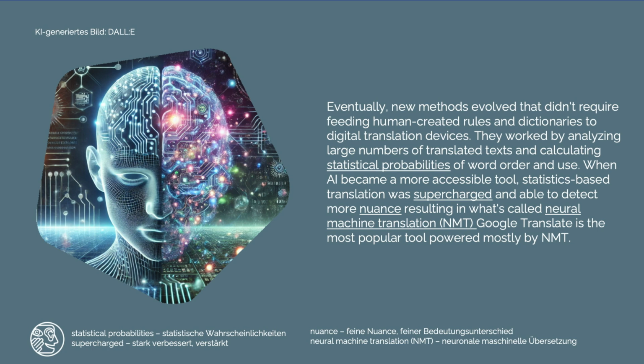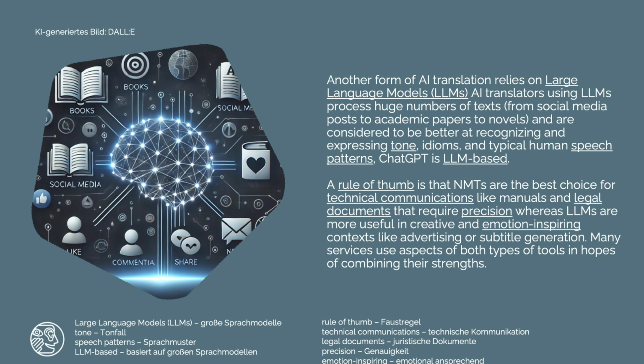When AI became a more accessible tool, statistics-based translation was supercharged and able to detect more nuance, resulting in what's called neural machine translation. Google Translate is the most popular tool powered mostly by neural machine translation. Another form of AI translation relies on large language models. AI translators using large language models process huge numbers of text, from social media posts to academic papers to novels, and are considered to be better at recognizing and expressing tone, idioms, and typical human writing and speech patterns. ChatGPT is large language model based.